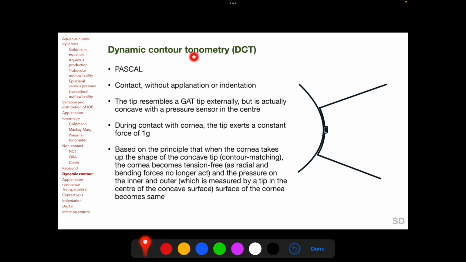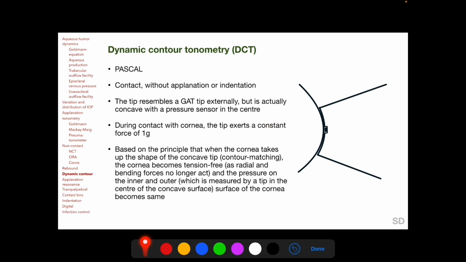Dynamic contour tonometry is a contact tonometry technique but without either applanating or indenting the cornea. So in DCT, the cornea is neither flattened nor indented, and Pascal is the available dynamic contour tonometer. The tip of the dynamic contour tonometer resembles the tip of the Goldmann applanation tonometer externally but is actually concave with a pressure sensor in the center of the tip. And during contact with the cornea, the tip exerts a constant force of 1 gram.